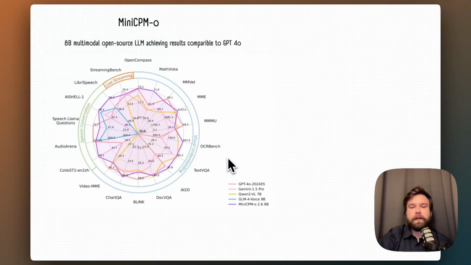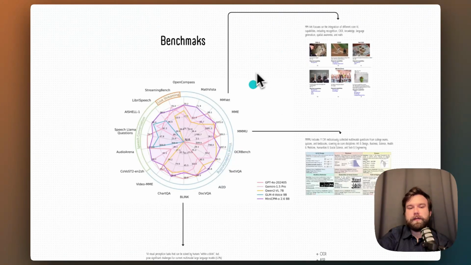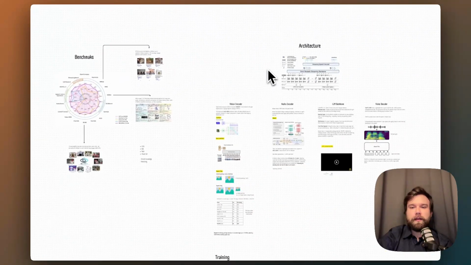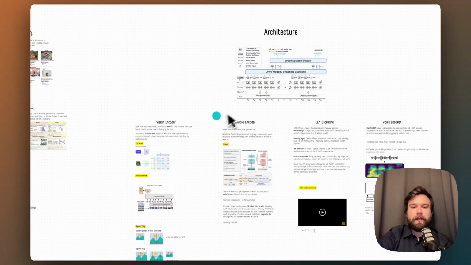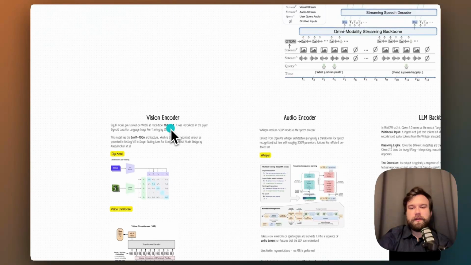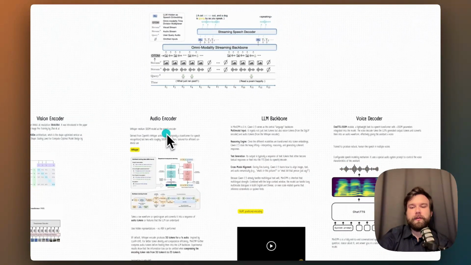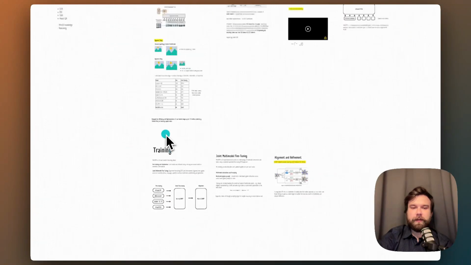We're gonna analyze the benchmarks and results of this model, tell what this is good for, what this is bad for, how we can use it. And then we're gonna take a closer look at the architecture of the model, where we're gonna talk about how they achieved such good results. What is the vision encoder, what is the audio encoder, and what is the LLM backbone and voice decoder. And we're also gonna talk about the training procedure that they use.